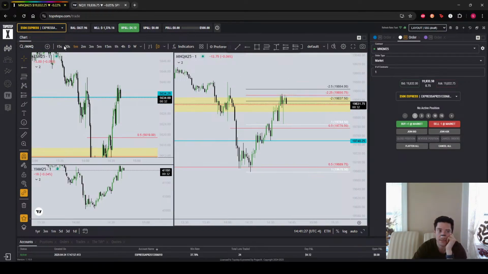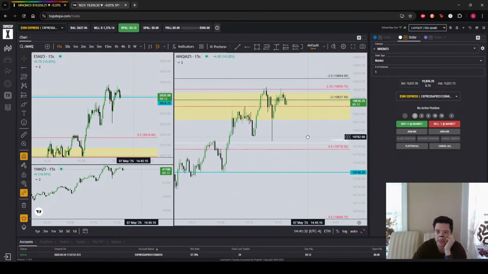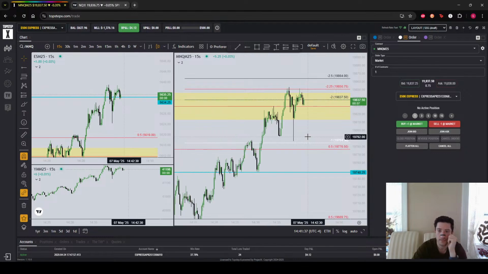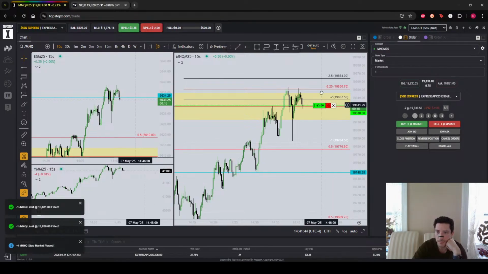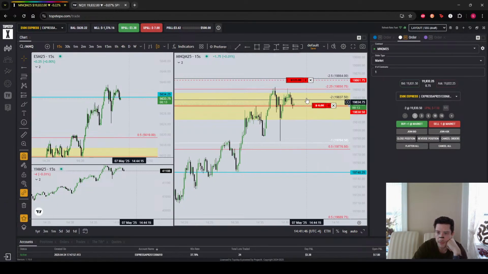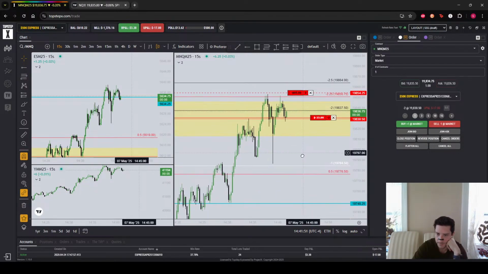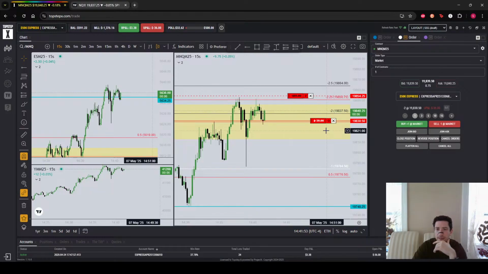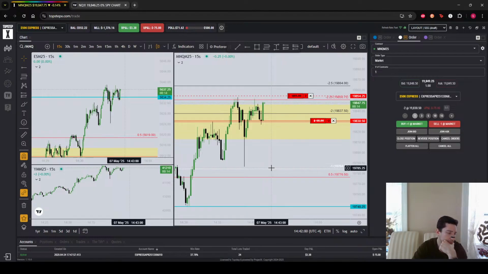I'm just trying to be conservative. I'm going to try to get short a couple there. Move the stop just above these highs up here. If I do get stabbed out, I'll be okay. It's not the end of the world. But I'm trying to take advantage of some sort of move back into the -1 standard deviation for a retracement.